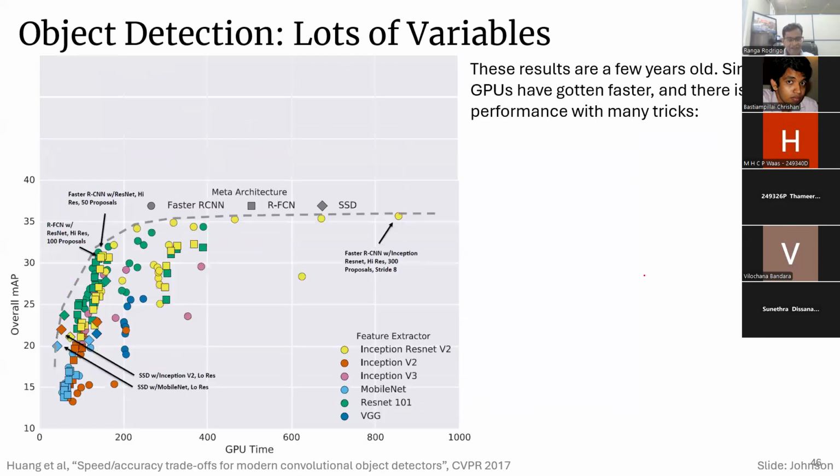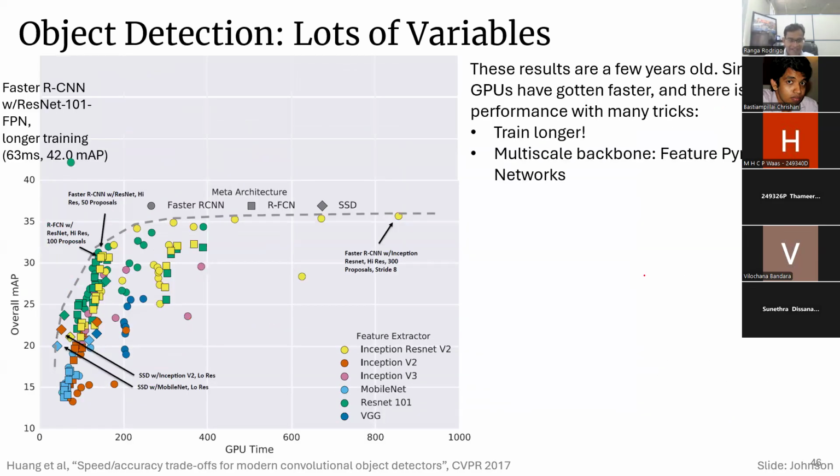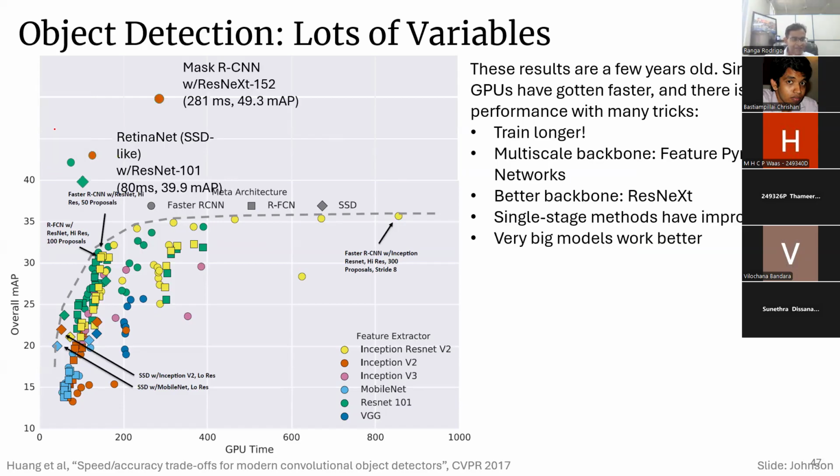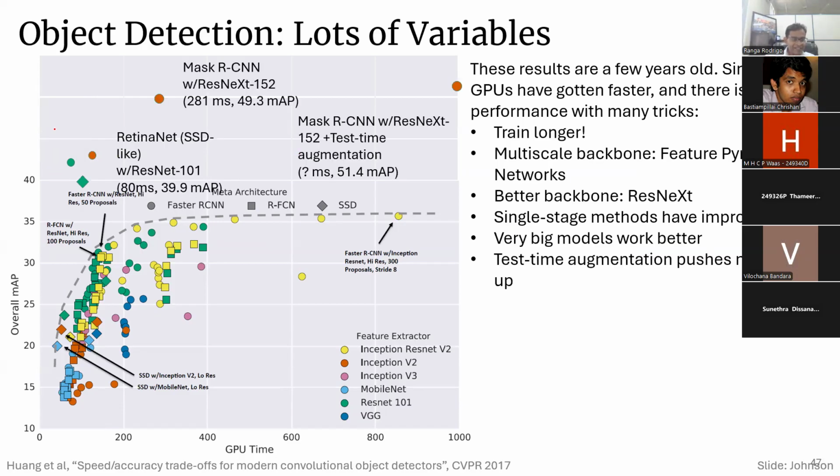Okay, let's move forward. But this is not the only detector, so there are other detectors. Faster RCNN with ResNet 101. FPN means feature pyramid network is there. So there you can see the circle has come here. That's with low GPU time and high accuracy. Then Faster RCNN with ResNeXt and FPN, longer training. You can see many things like that. Mask RCNN, much faster, RetinaNet, Mask RCNN with ResNeXt here.